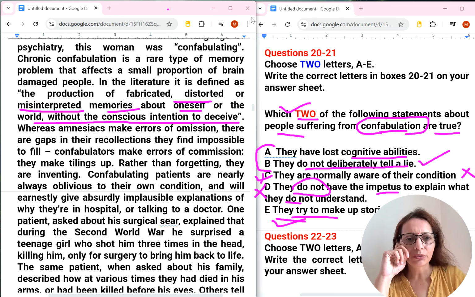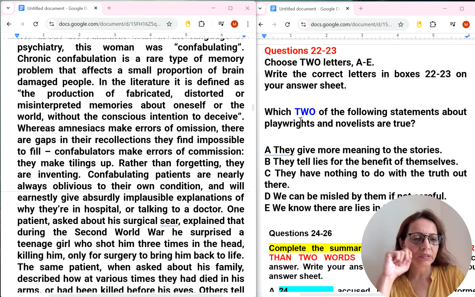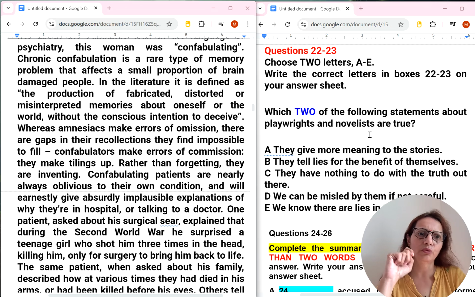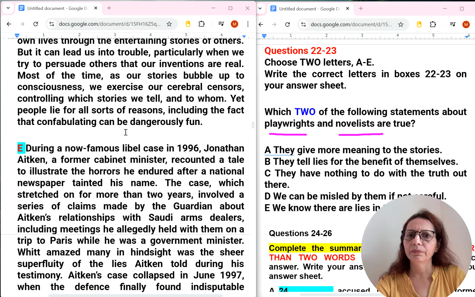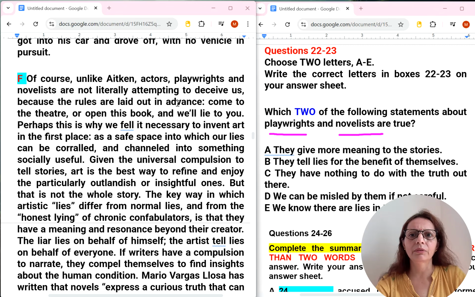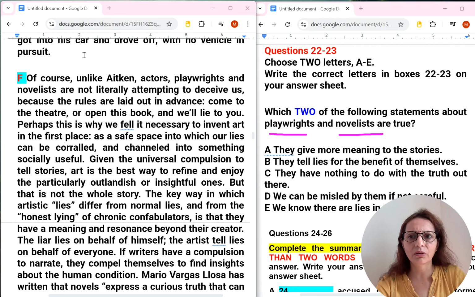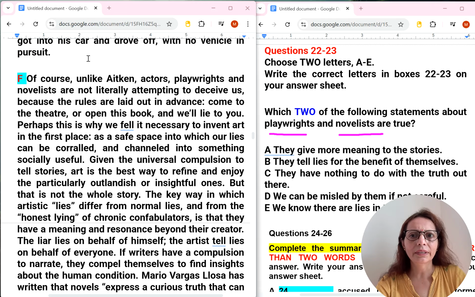So coming to 22 and 23. Now, statement. Let's read the statement. Which two of the following statements about playwrights and novelists are true? They were talking in the last paragraph. I think I have read this. F paragraph. Yeah, playwrights and novelists they are talking about here. So let's read what they are saying.